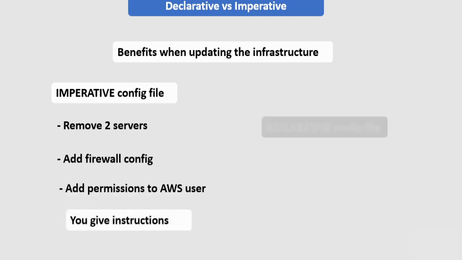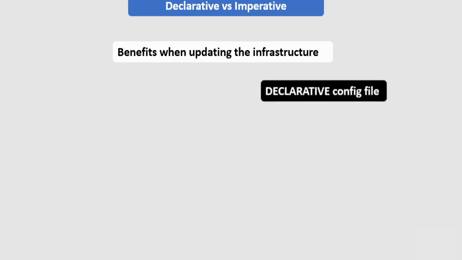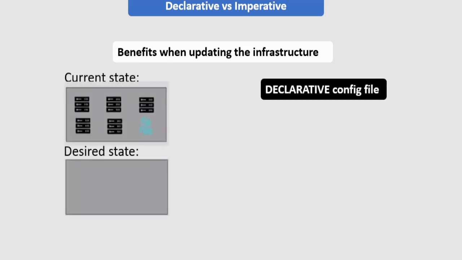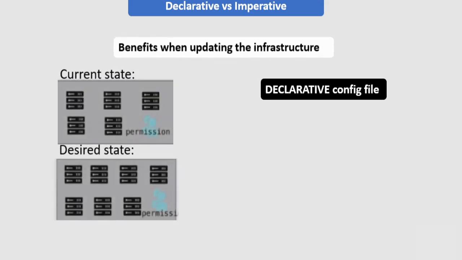With declarative approach, like in Terraform example, you would say, my new desired state is now 7 servers, this firewall configuration and user with this set of permissions. Do whatever needs to be done to get from current state to new desired state. So now you don't have to actually calculate and decide how many servers. You say, I want 7 servers at the end. That's what I want. Or you don't need to calculate and figure out how many permissions or which permissions you should add, just say, I want this set of permissions to come out at the end.